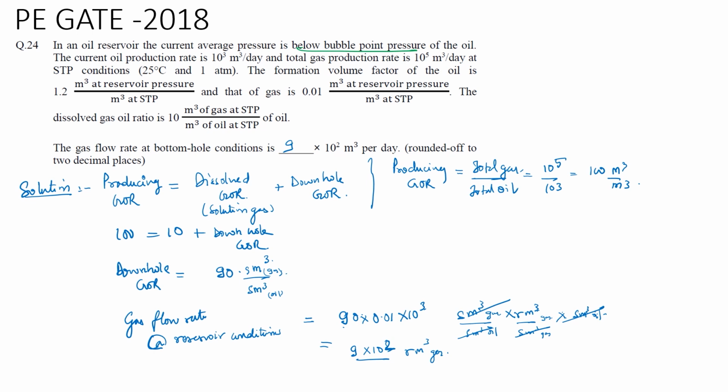The formation volume factor of the oil is 1.2 and of the gas is 0.01, and the dissolved GOR is given as 10. We need to find out the gas flow rate at bottom hole condition. Again, this is a very simple question. Let's look at the solution.